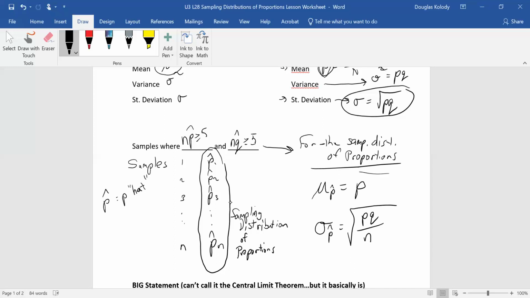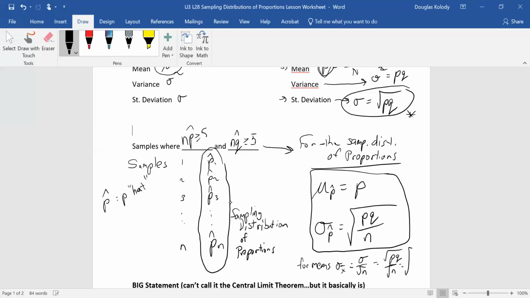And this is not just something that has come out of nowhere. Think for means right here. For means, the standard deviation of the sampling distribution was equal to sigma over the square root of n. So now for proportions, what did we just learn sigma is? It's right here. It would equal the square root of p times q over n. So I'm not just coming up with this out of thin air.